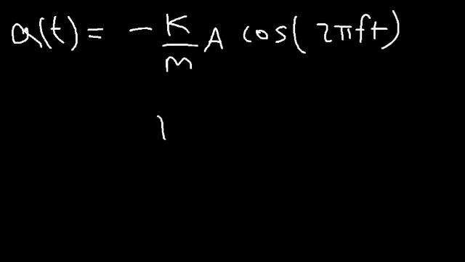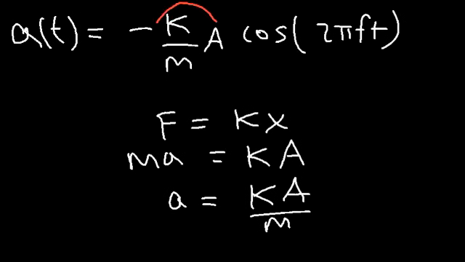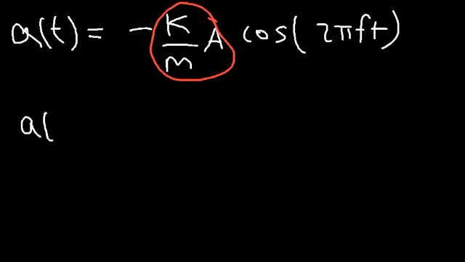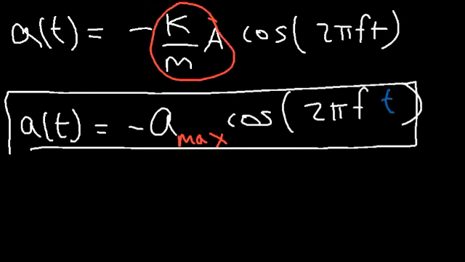Now, if you recall, F is equal to kx, and the force is basically mass times acceleration. And let's replace x with the amplitude a. So the maximum acceleration is k times the amplitude divided by m, which is exactly what we have here. So therefore, we could say that the acceleration function with respect to time is equal to the maximum acceleration, you can say a naught, or simply a max, times cosine 2 pi ft. So t is the variable, f is a constant, and the maximum acceleration is a constant. So here's the third equation that you need.